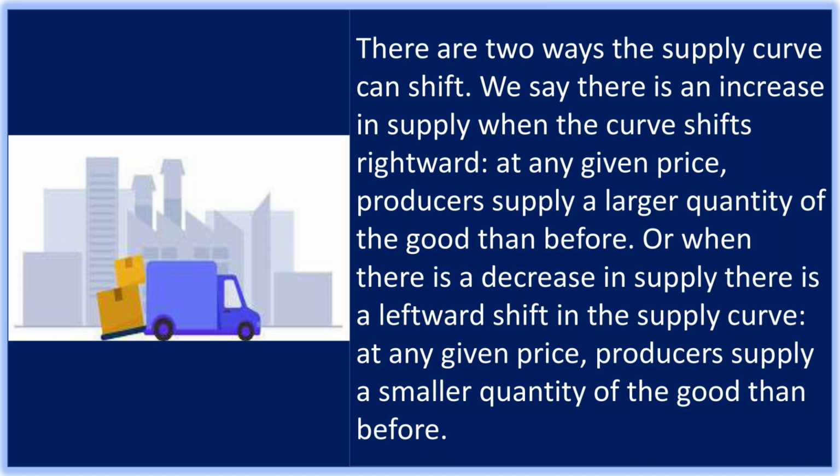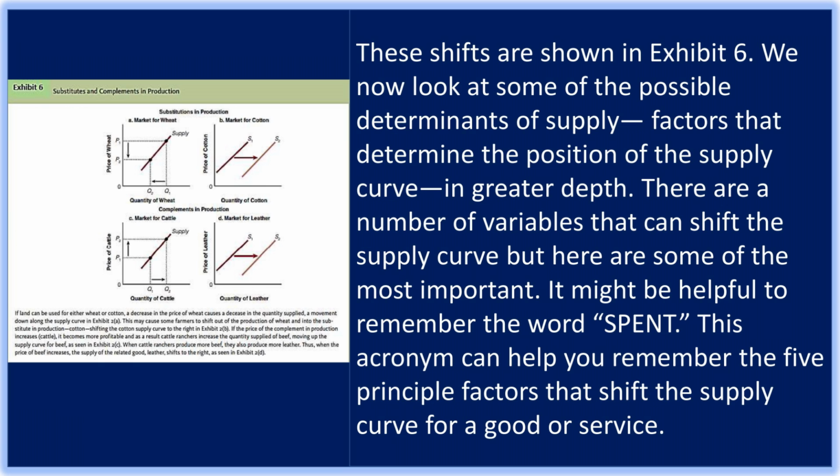There are two ways the supply curve can shift. We say there is an increase in supply when the curve shifts rightward. At any given price, producers supply a larger quantity of the good than before. Or when there is a decrease in supply, there is a leftward shift in the supply curve. At any given price, producers supply a smaller quantity of the good than before. These shifts are shown in Exhibit 6.